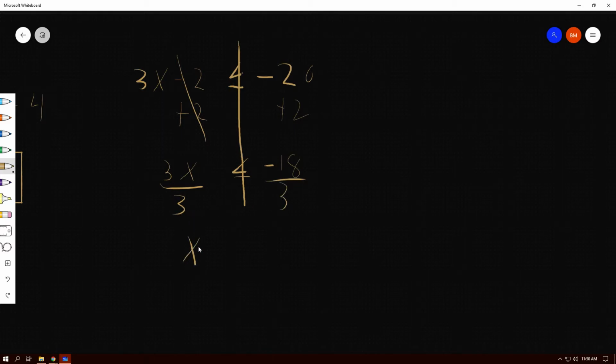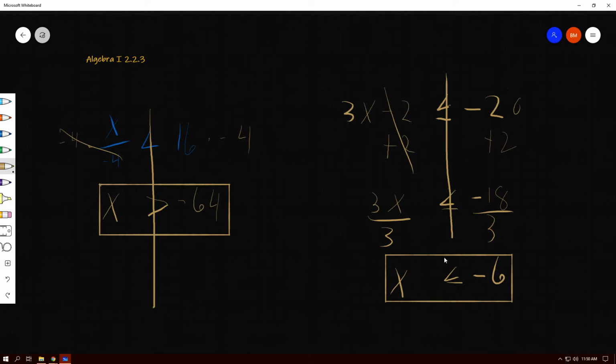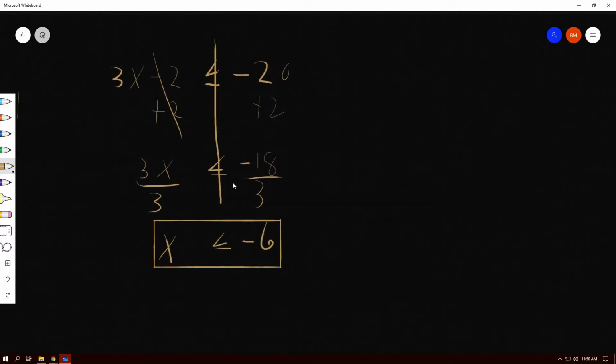Now this 18 is negative. The 18 is negative. Should I flip the sign? No, I should not. I should not flip this sign. I'm going to leave it as is because the number that I actually divided by, the 3, was positive. So I'm not worried about the other number, the negative 18. That's irrelevant to what we're talking about. It's only if the number we are multiplying or dividing, this 3, or in this other example, this negative 4, it's only that number that matters. So the 3 was positive, so I keep the sign as is.